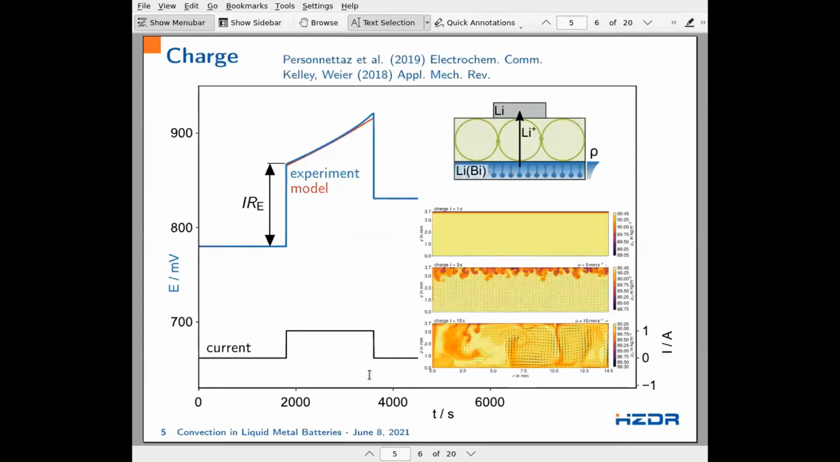During charge, it's basically charging means overcoming the resistivity of the electrolyte, and then there is nothing else. Basically, there is an offset voltage given by the electrical resistance of the electrolyte, and the reason behind this, we have very intense mixing during charge. I will come back to this a little later.